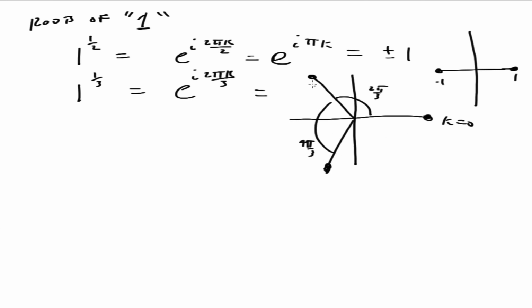You can see that draws a nice equilateral triangle. And there's another 2 pi over 3 going back. So there's an equilateral triangle like that. This should be straight up and down. There it is, that looks a little bit better.